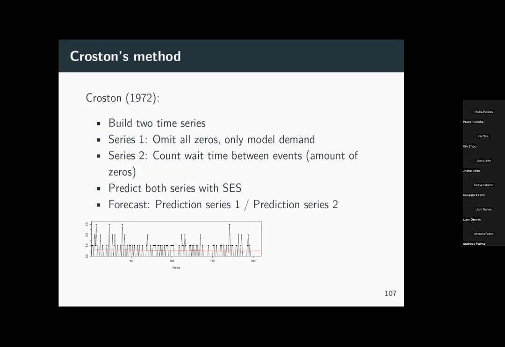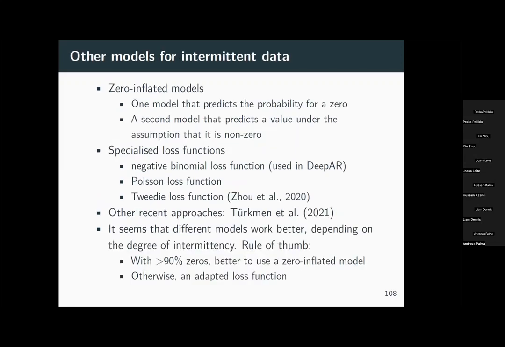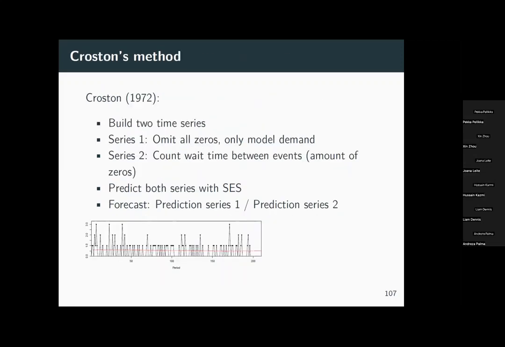So there's this classical method, Croston's method, where the idea is you have two series, one that omits all the zeros and only models the demand when it's non-zero, and the other one models the wait time between the events. And then it uses simple exponential smoothing for both series. Now you can obviously do this with a way more sophisticated model than SES.